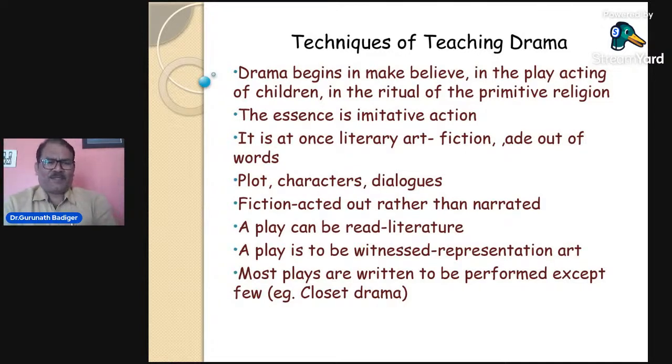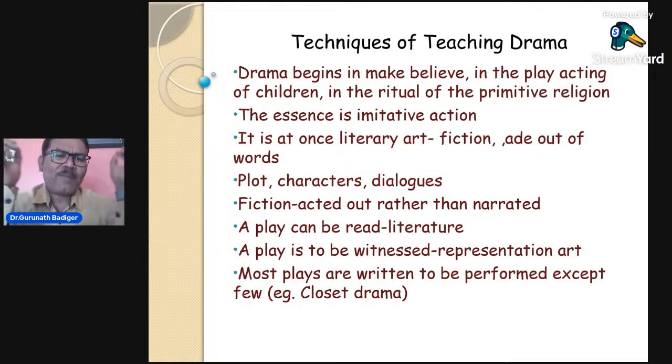Going to the other aspect, drama, techniques of teaching drama. Again, when it comes to teaching of drama, drama is for enacting, we know. Drama begins in the make believe, a play acting of children in the ritual of primitive religion. It's a make believe, play acting. The essence of drama is imitative action.